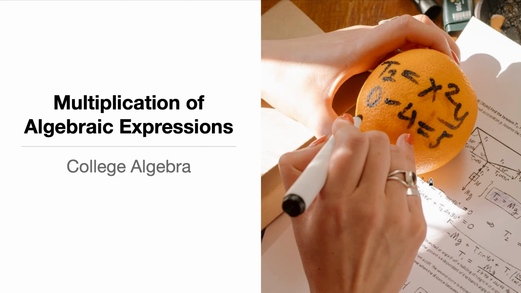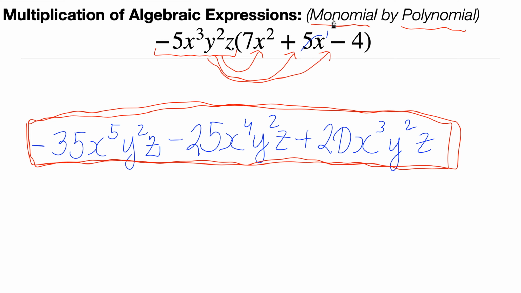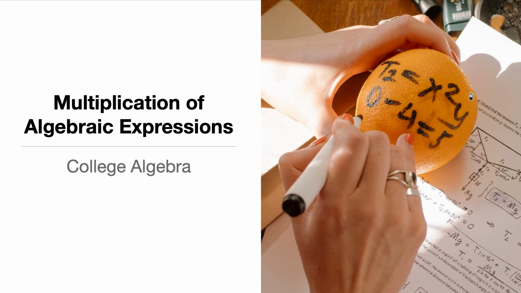Okay, so I think that's all good for the multiplication of algebraic expressions. We have three types of multiplications, if you want to have it very explicitly. So we have monomial by monomial, pretty much straightforward. Monomial by polynomial, what we did is simply distribute, and then polynomial by polynomial, we distributed each of the terms by each of the terms, just like the FOIL method. And that's it for our multiplication of algebraic expressions.